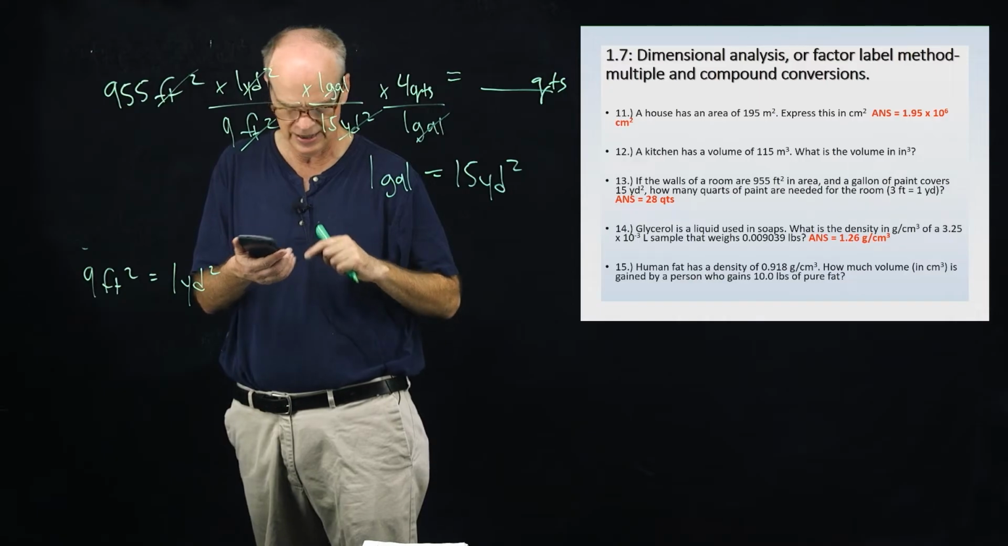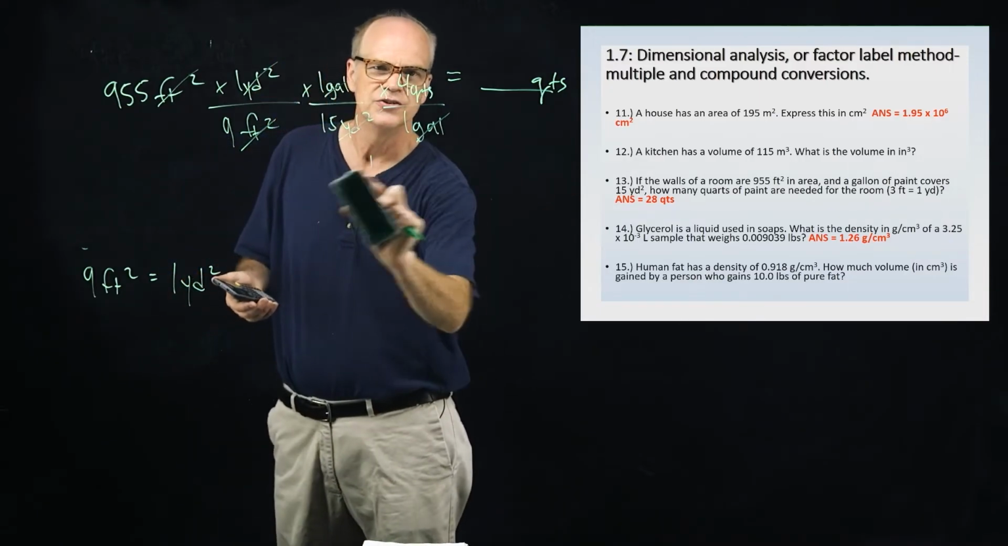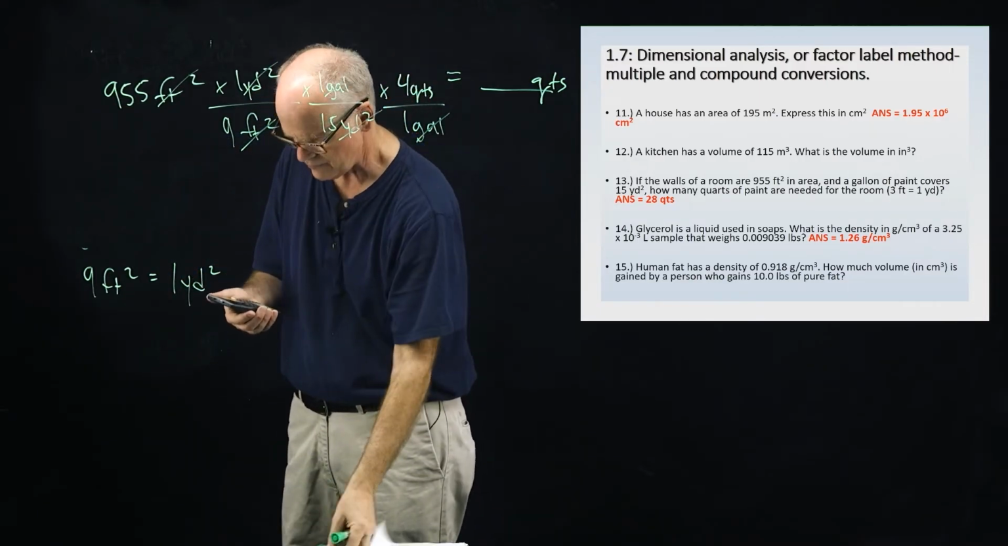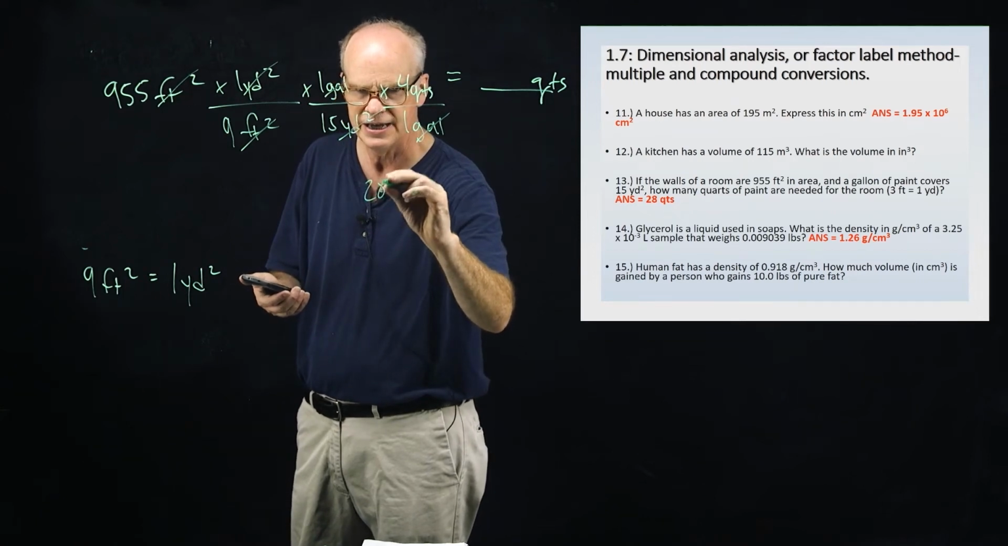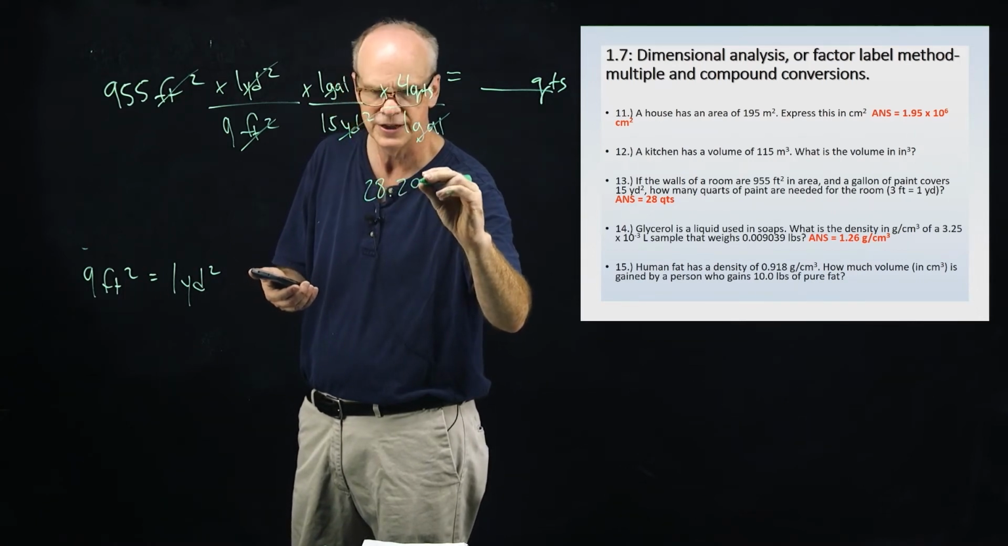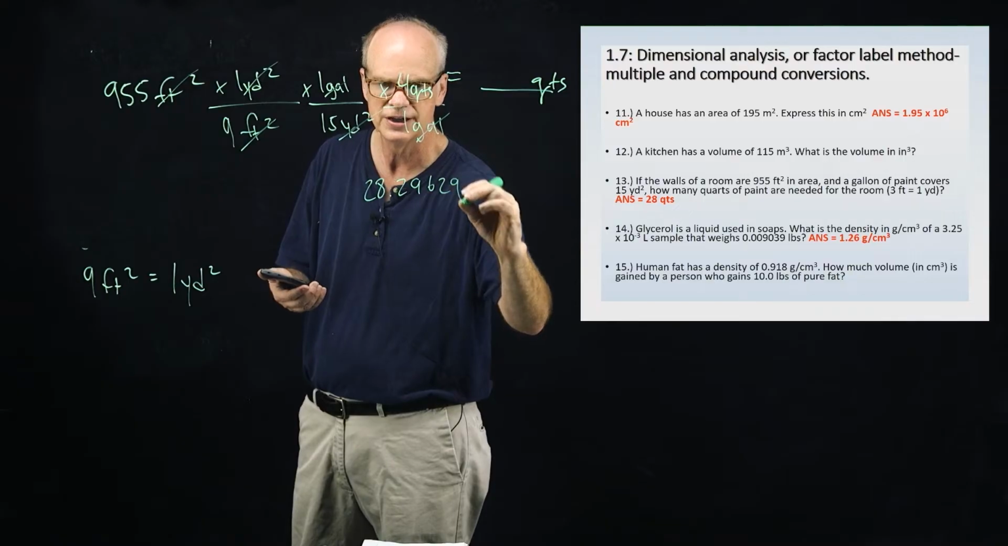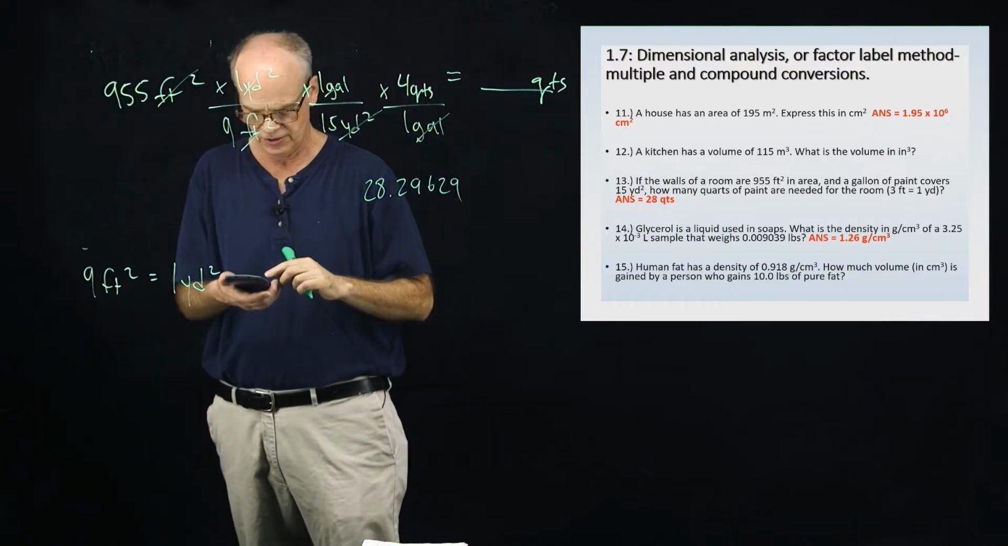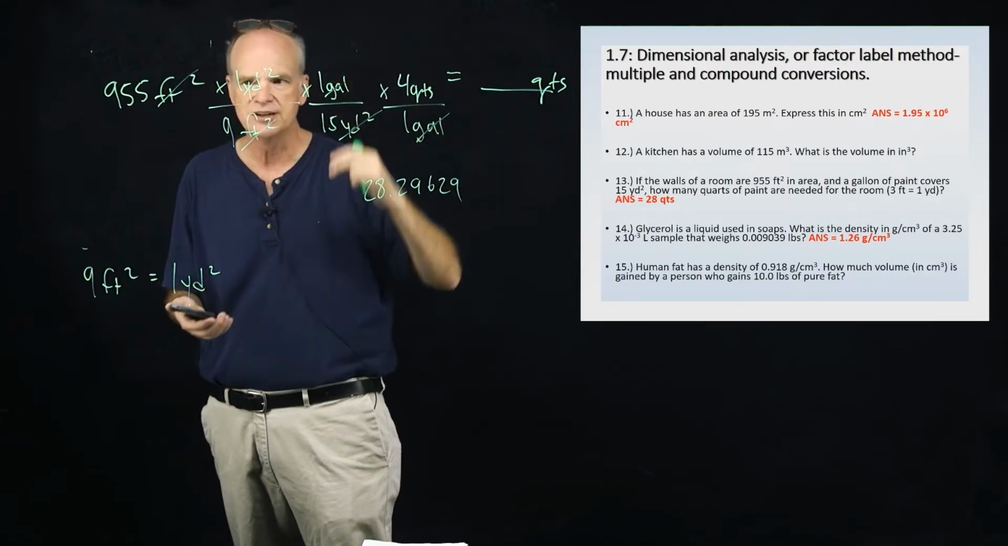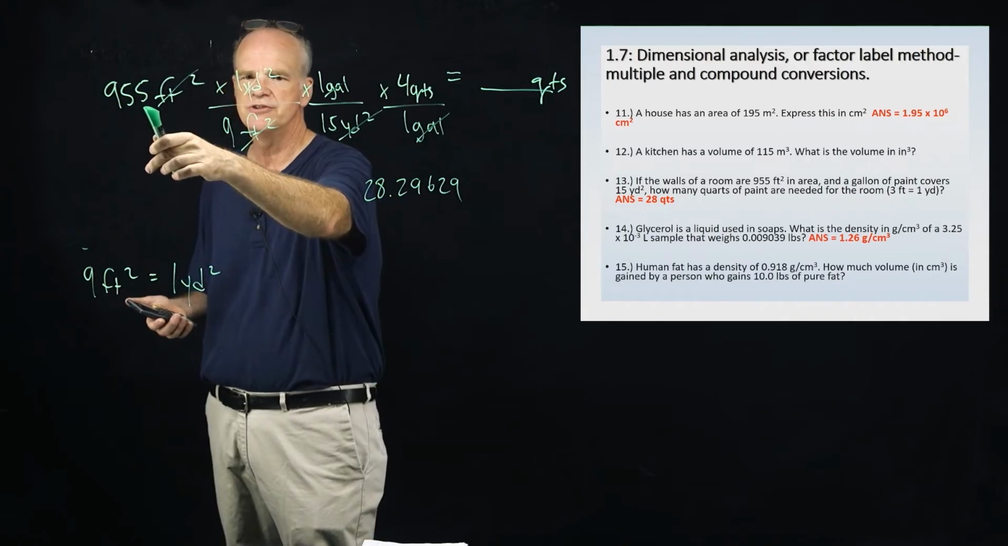And so the number I get is 28.29629 on my calculator. And so let's see, let's convert that to the correct number of significant figures. We have 3 significant figures here.